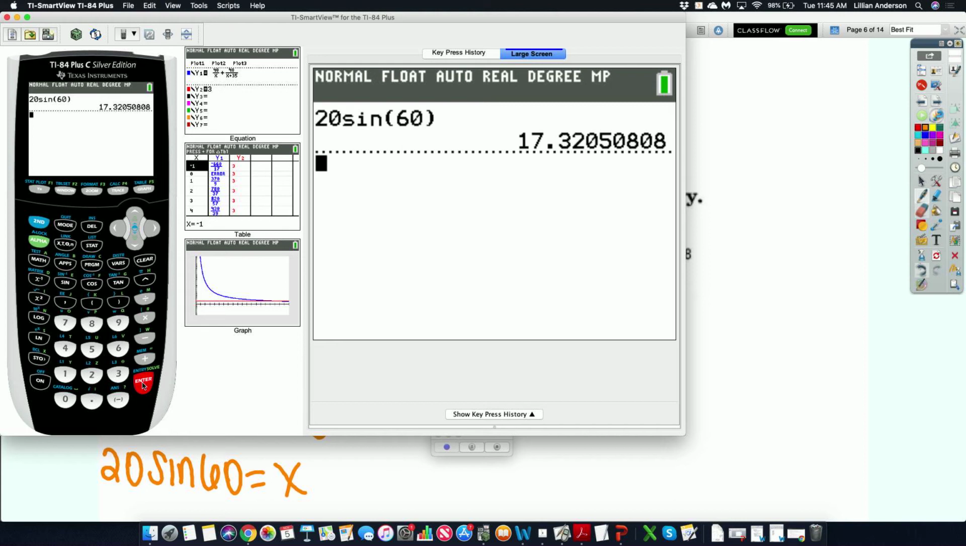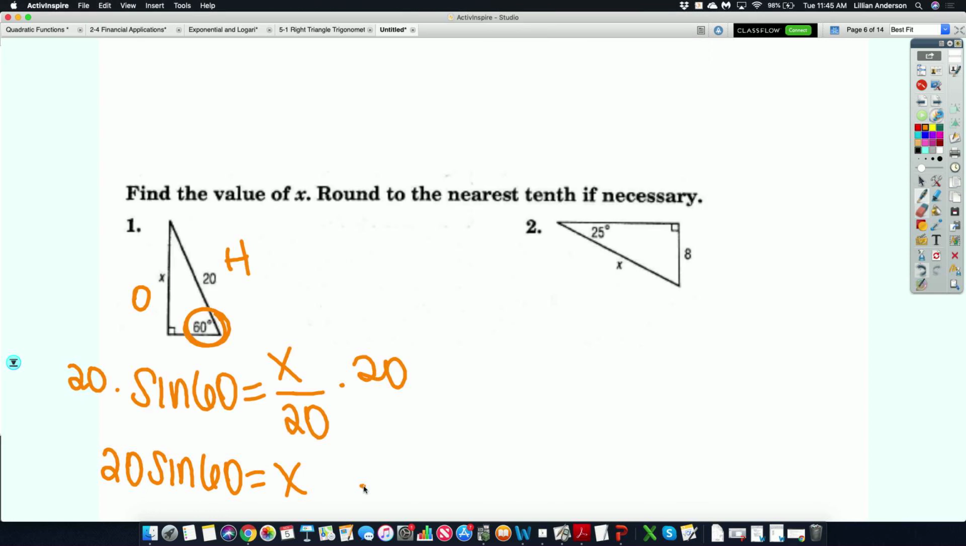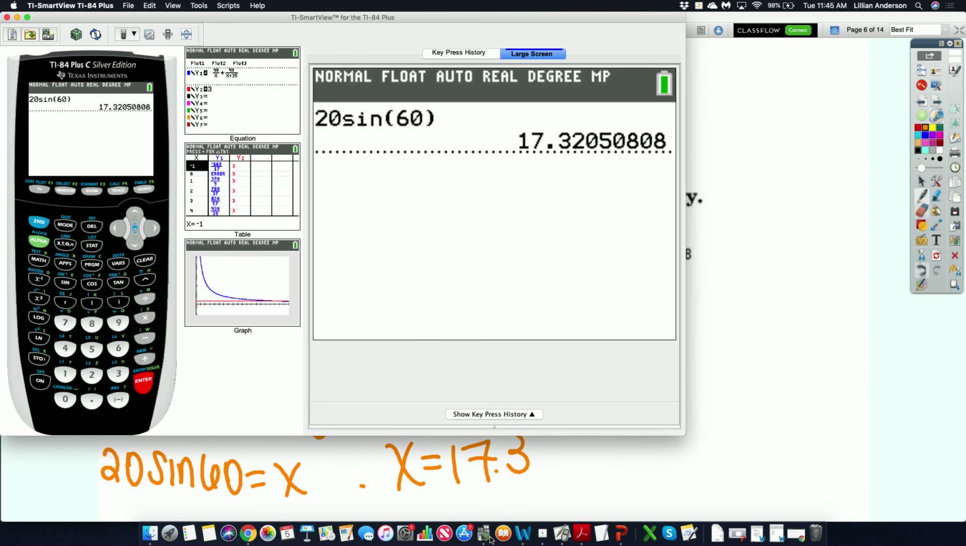Oh, 17.3. 17.3. Raise your hand if your calculator did not give you 17.3. That is okay, because this can very well happen. That's because these fancy little calculators, along with your scientific calculators, have 2 different modes. You have a radian mode and you have degree mode.